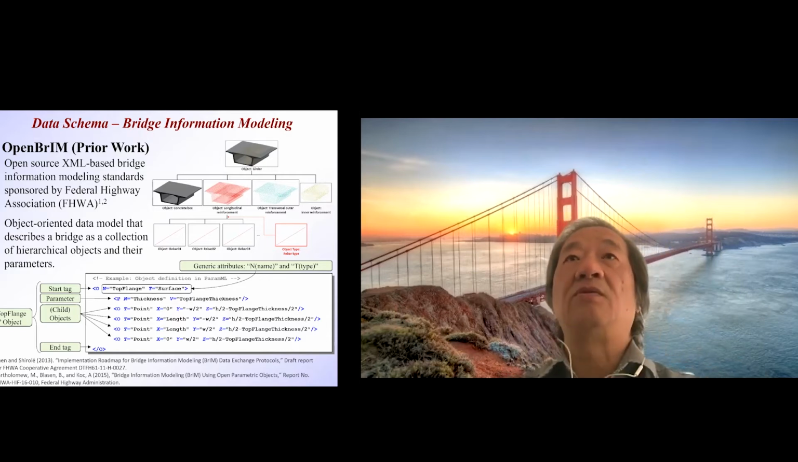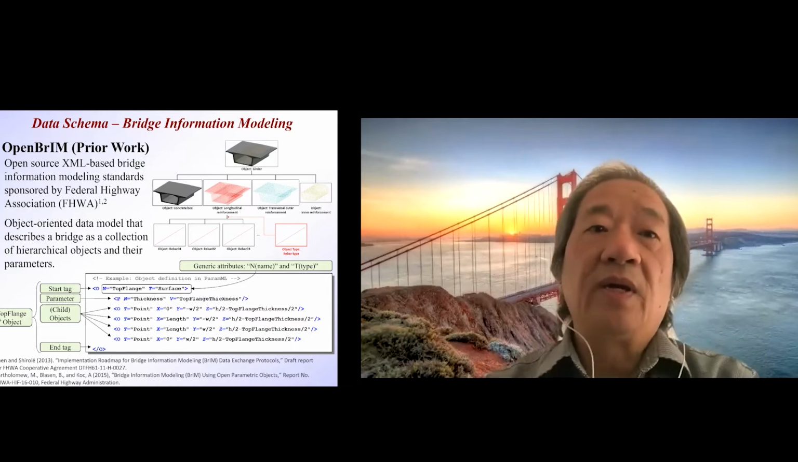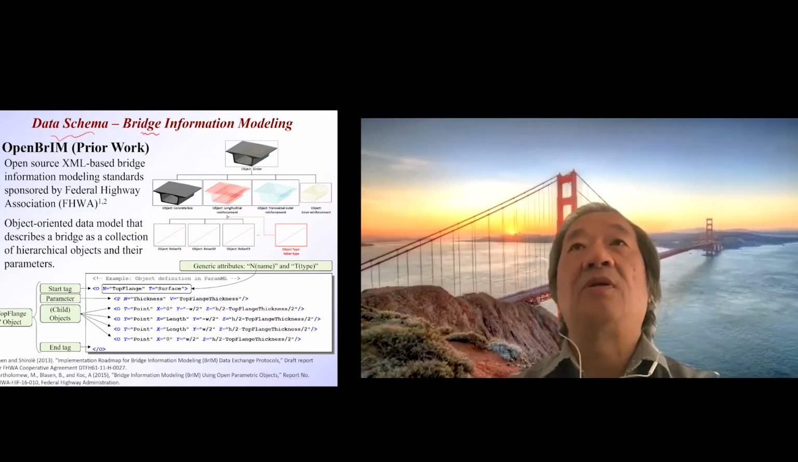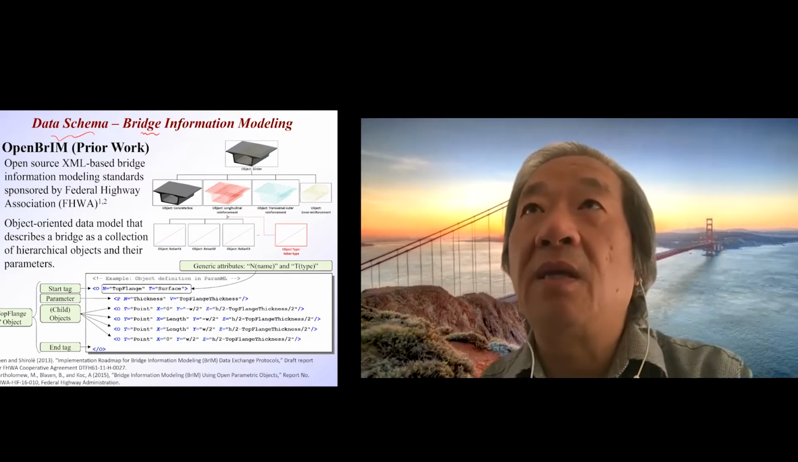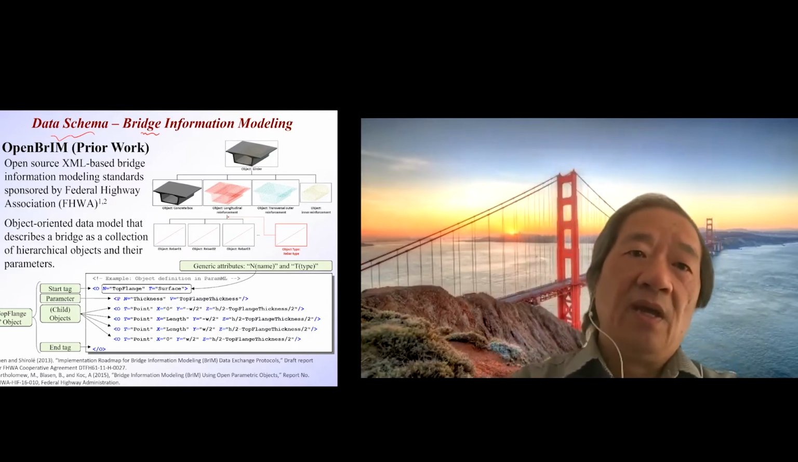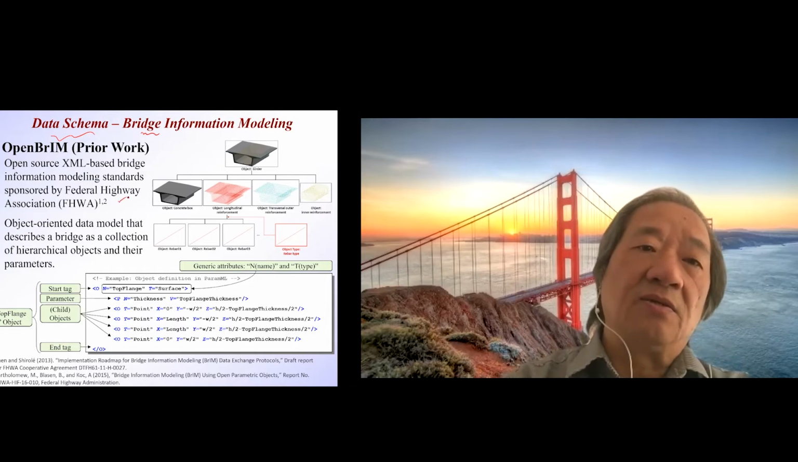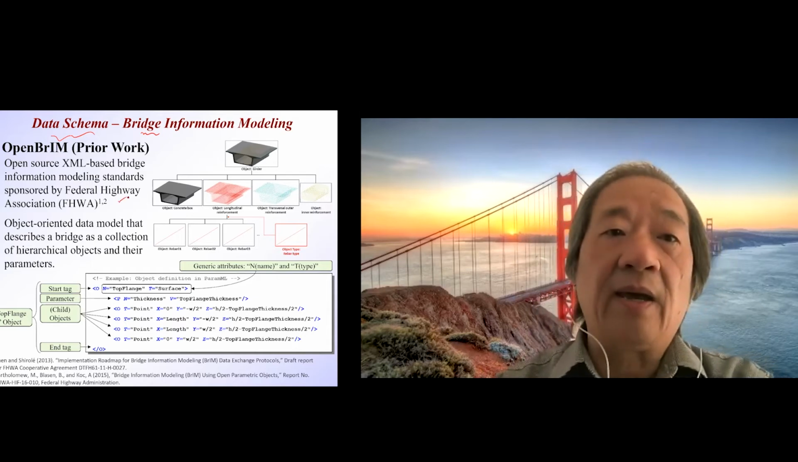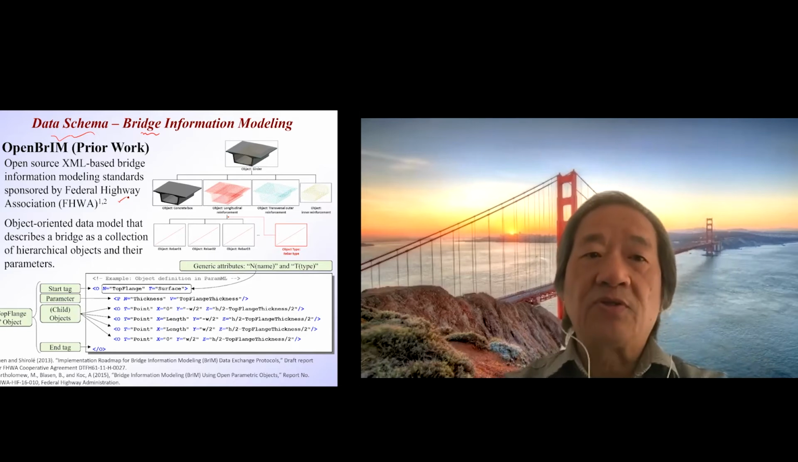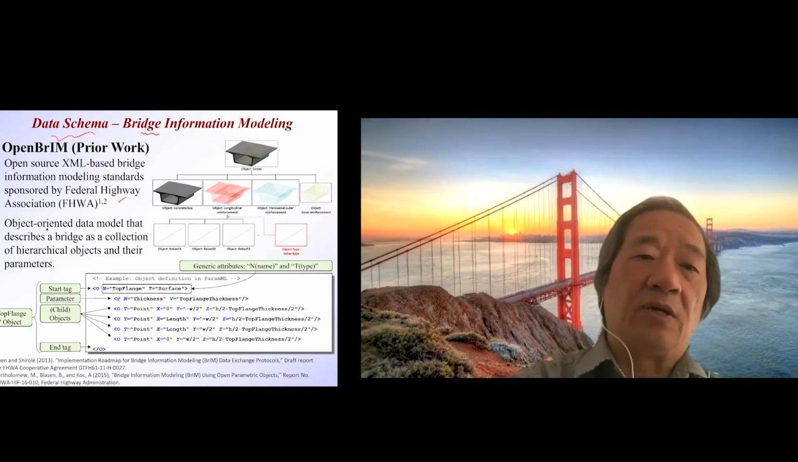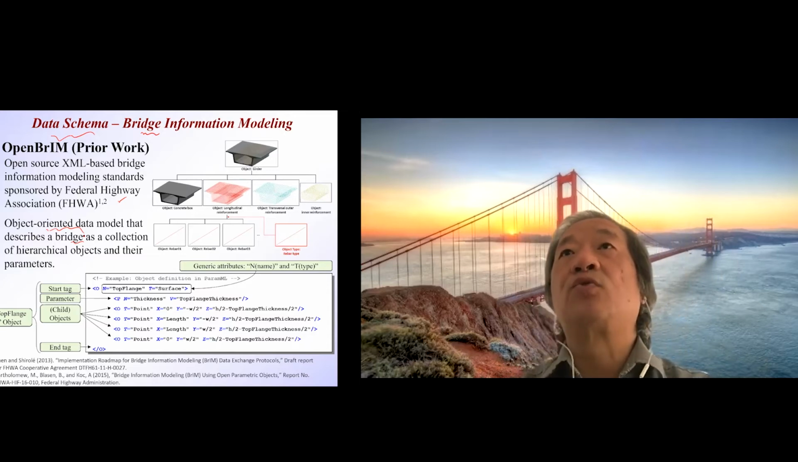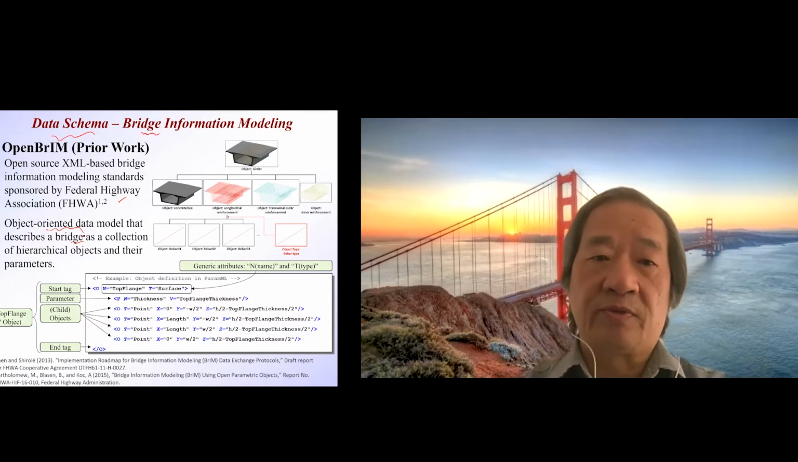So, very quickly, talking about how to manage the data. First of all, we've got to come up with a data schema: how to represent a bridge on the freeway. We follow a standard called OpenBrIM. They first looked at how to put together an object-oriented data model to describe a bridge, particularly the geometric description of the bridge.